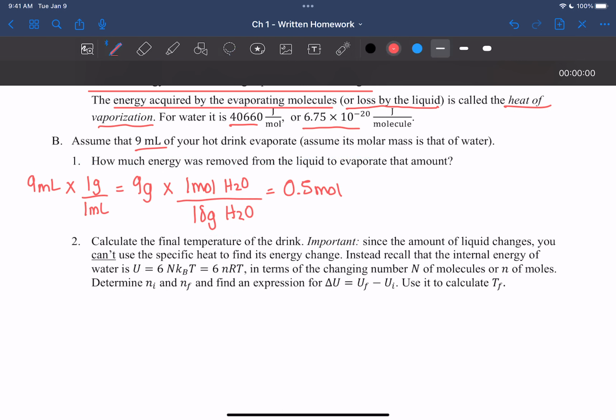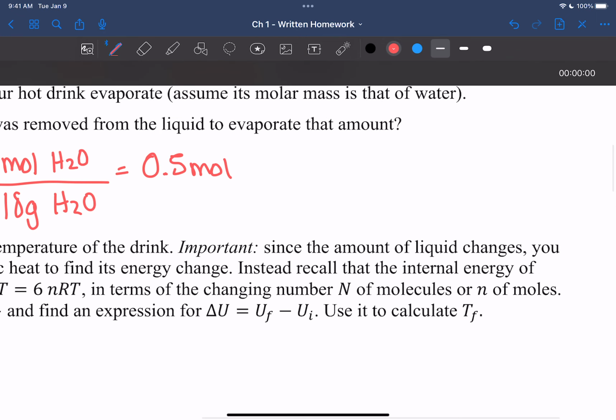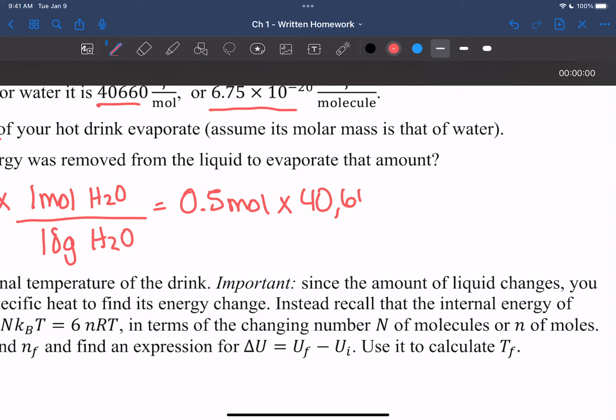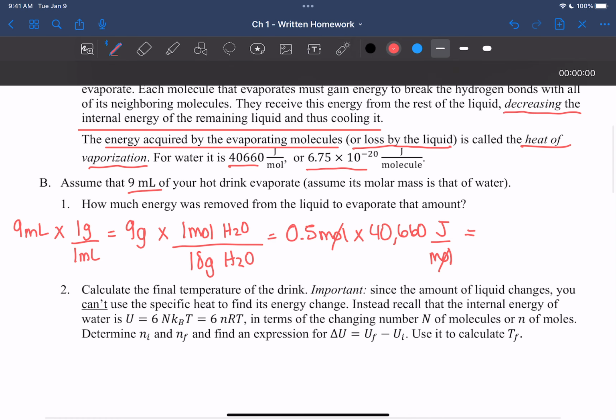So there's 0.5 moles. Let me just move this over real quick. 0.5 moles of the water. And then we can multiply this molar amount by the heat of vaporization, 40,660 joules per mole. And you can see moles will cancel out here, and that'll give us the amount of energy that would be released there or removed from the liquid to evaporate that amount.